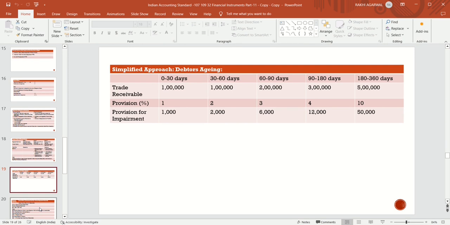For the provision for impairment, if 1% provision is there, then 1 lakh into 1% becomes 1000, 1 lakh into 2% becomes 2000. In this way the provision is to be prepared depending on the percentage of provision. This is the simplified approach, which depends on the aging.